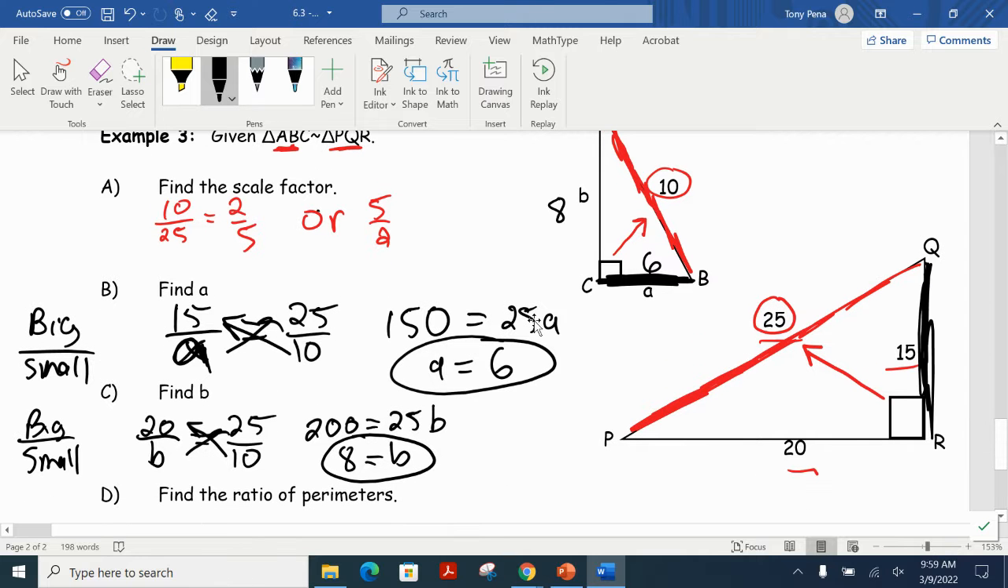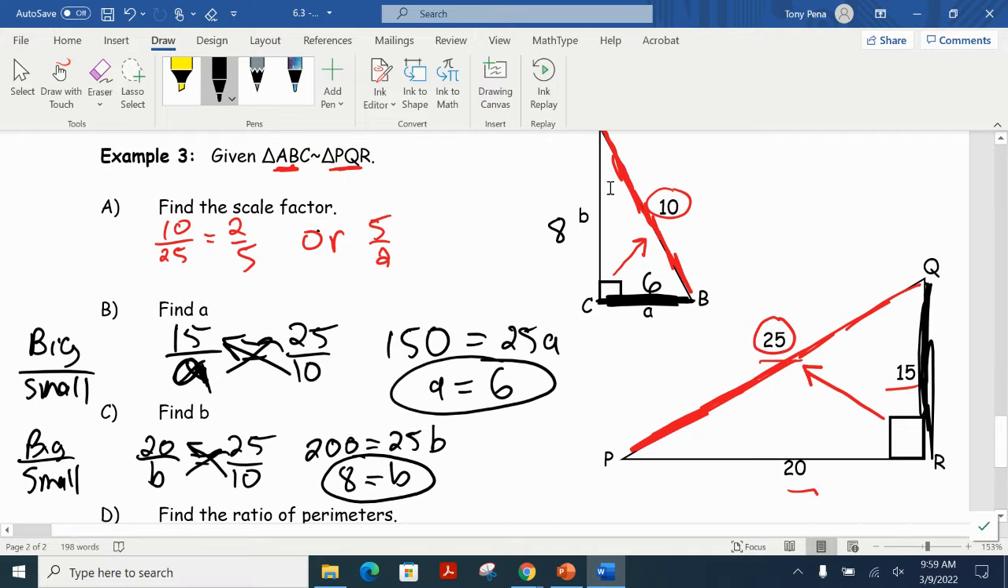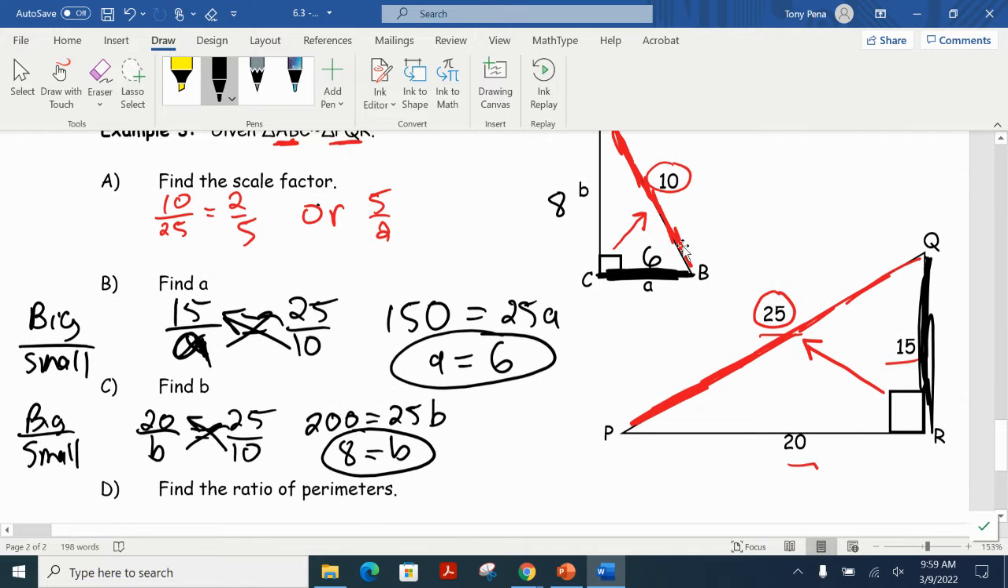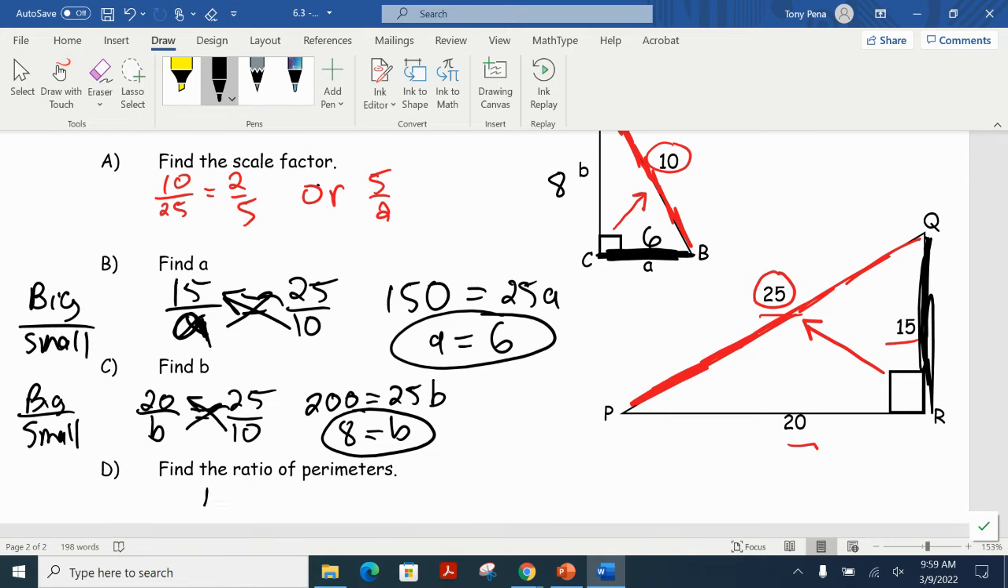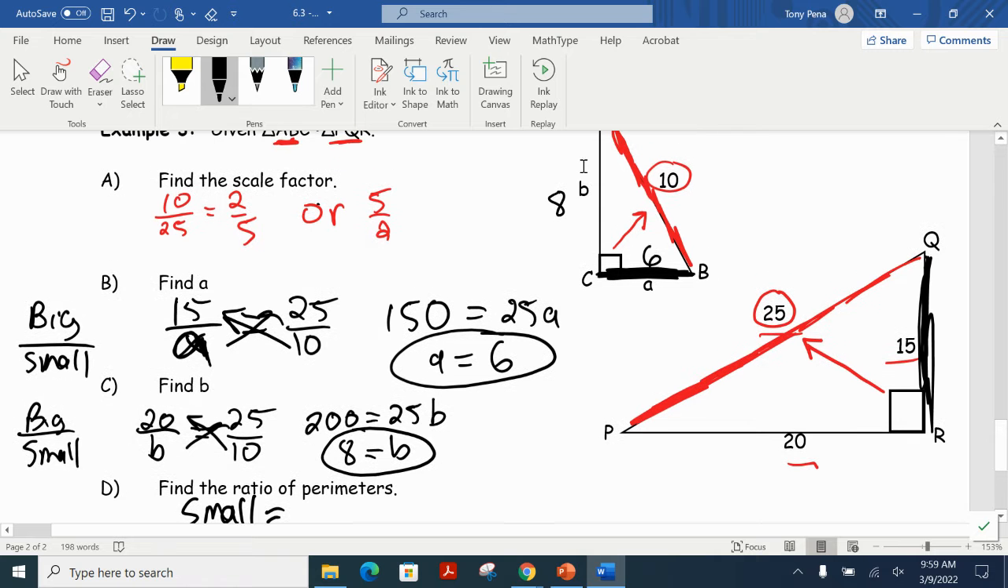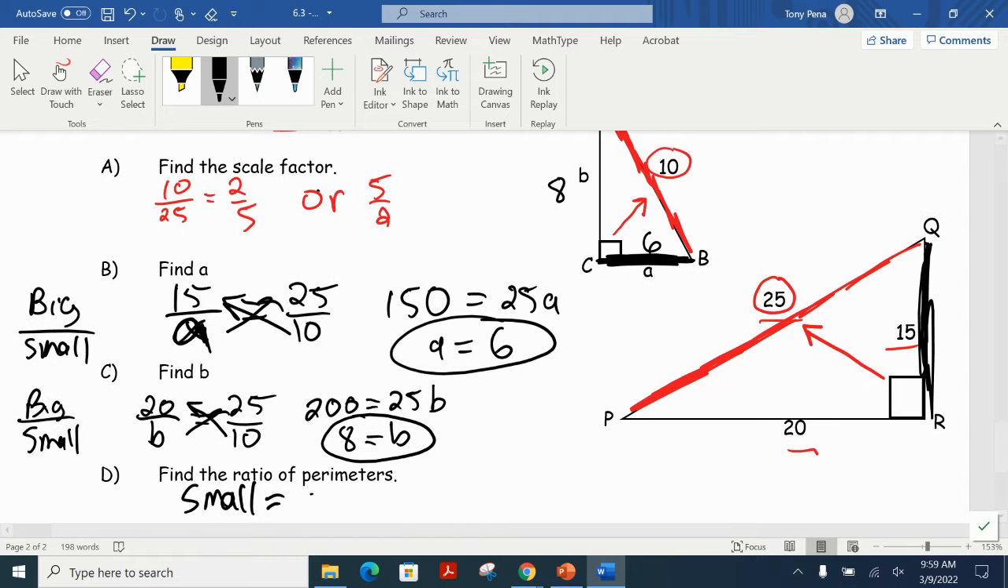All right, now D. We're going to do this the long way one more time. And then in the future, when you see this question, we could just go right to this answer. So it says find the ratio of the perimeters. So let's say we did the perimeter of this smaller triangle. If we added all those up, we now know all the sides. 6 plus 8 is a 14, plus an extra 10, that's going to be 24.